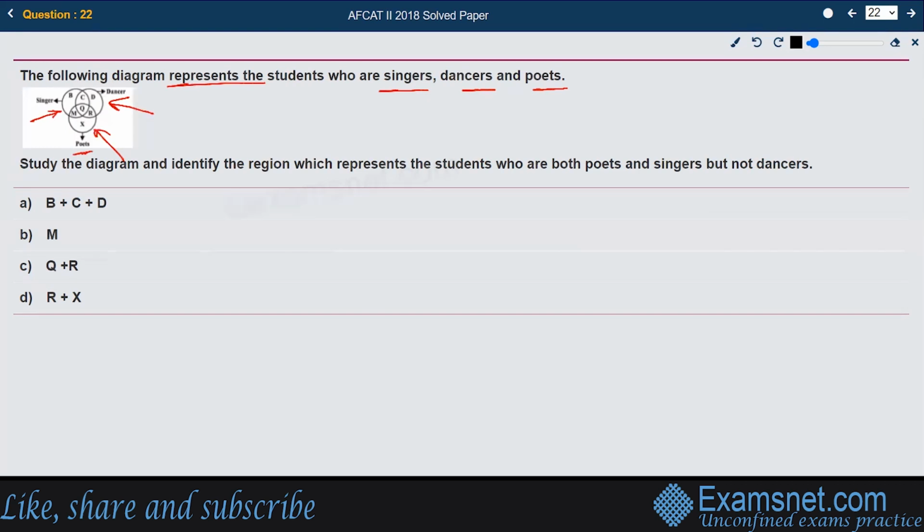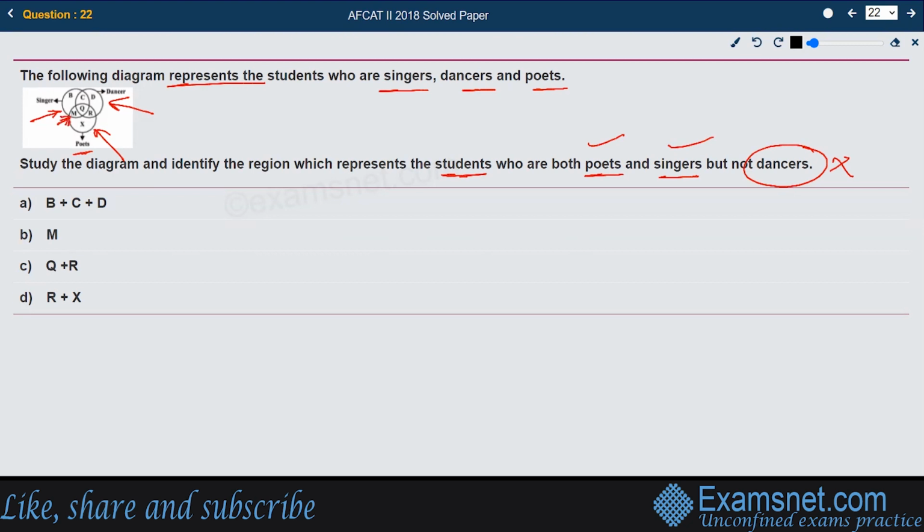Now study the diagram and identify the region which represents the students who are both poets and singers, but not dancers. We need poets, we need singers, but those should not be dancers. So let us look at the diagram quickly. The letter should lie between the poet and the singer circles. The poet circle is the down one, the singer circle is the left one. The letter which is common to both circles is the letter M.